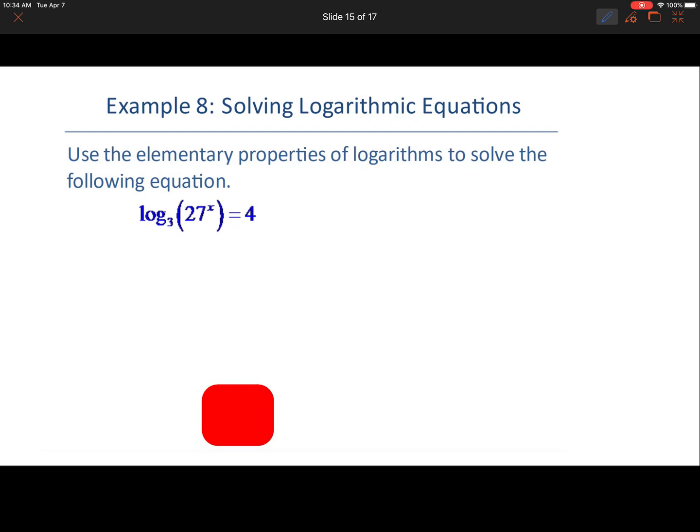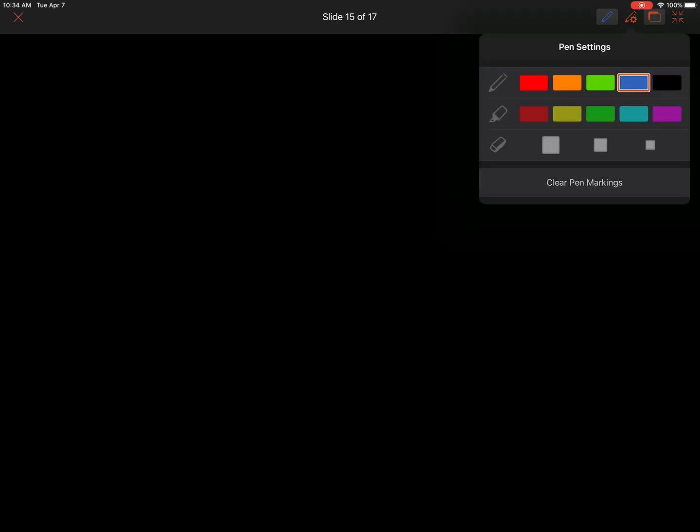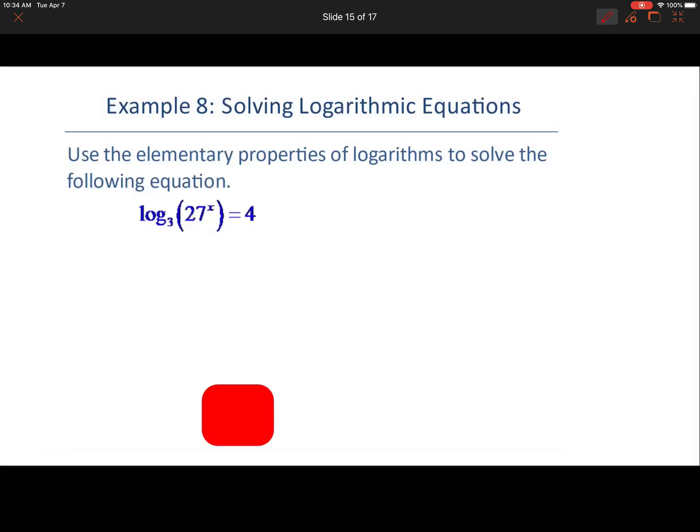Looking at this one, I'm actually going to do around the tree through the rabbit hole just to give us a different look.